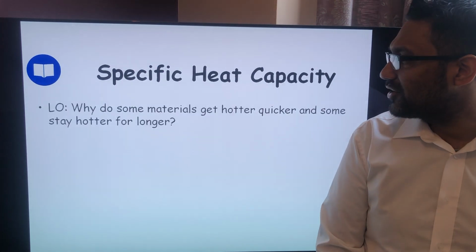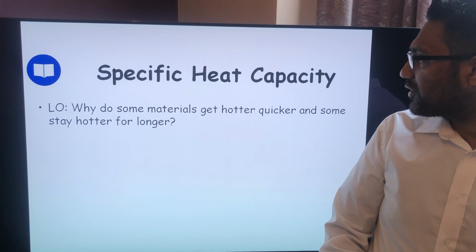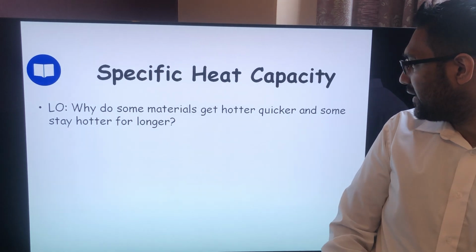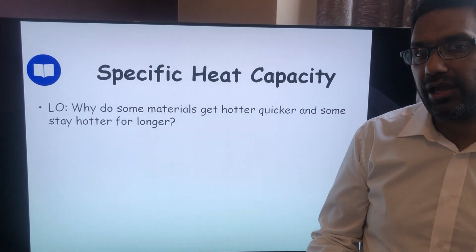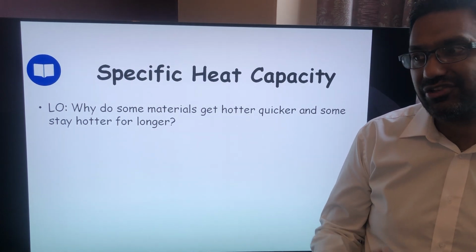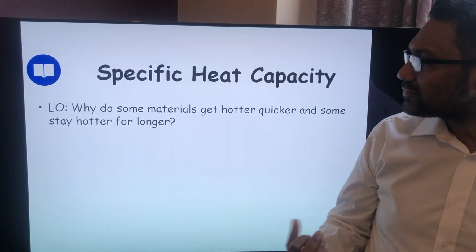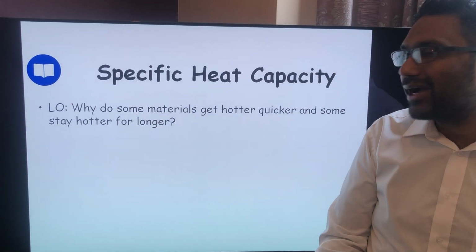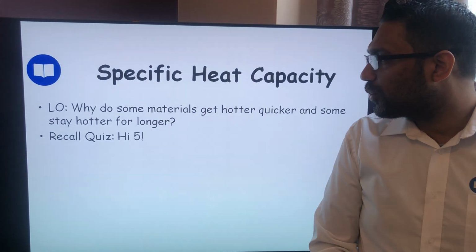So last time we talked about conduction, convection, and radiation. The question today I'm looking at is why do some materials get hotter quicker than others and some stay hot for longer. Some get hot really quick, but some take ages to get hot, and some get hot quickly but then cool down really quickly, and then some stay hot for ages. Why is that? So, quick recall PT, our quick quiz.